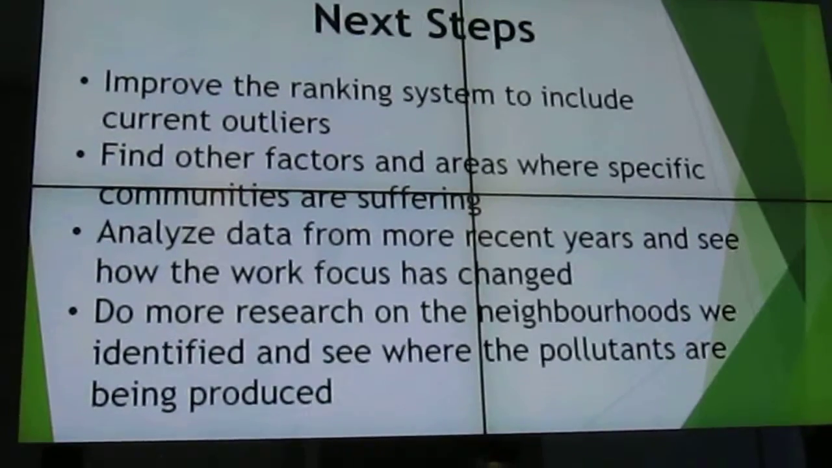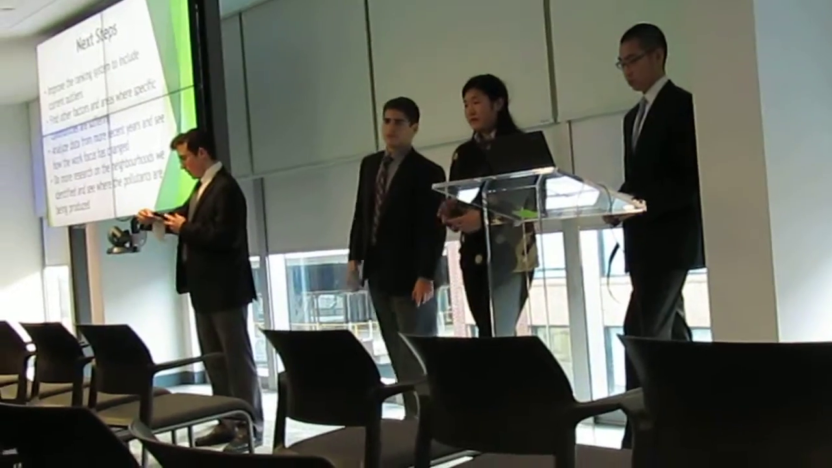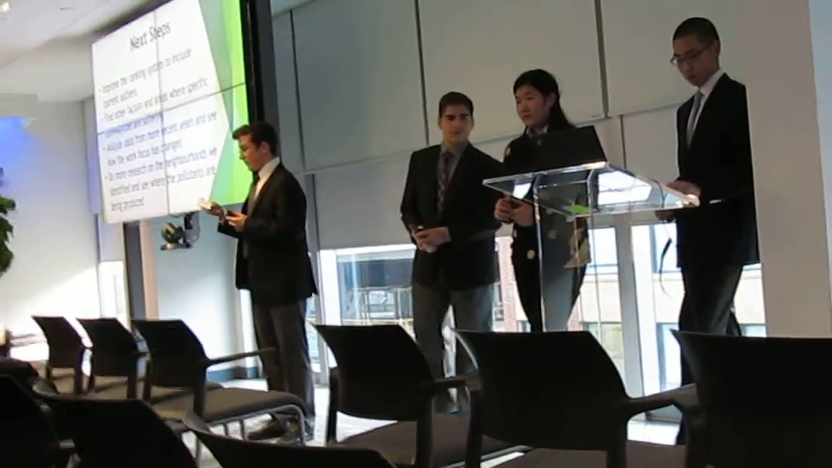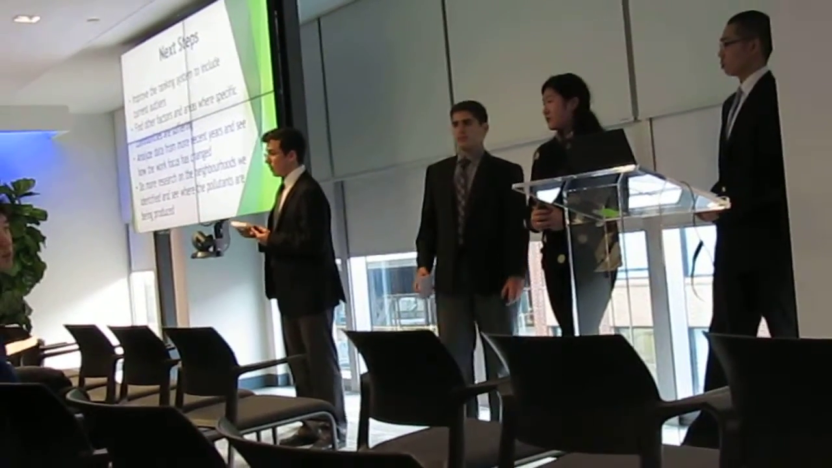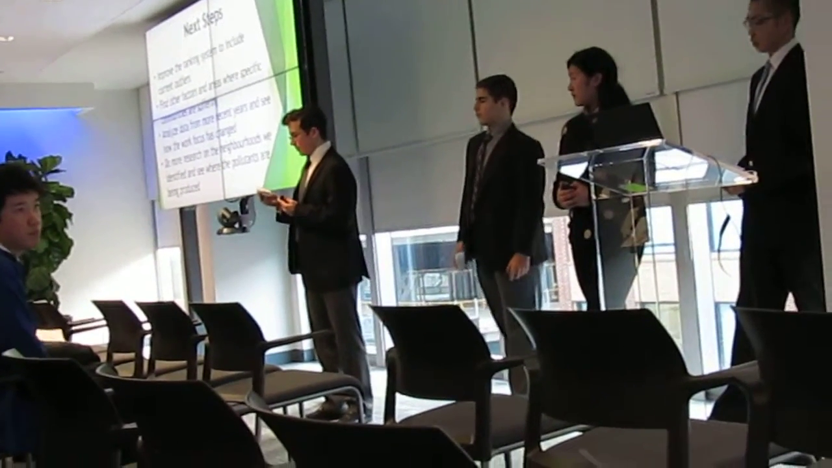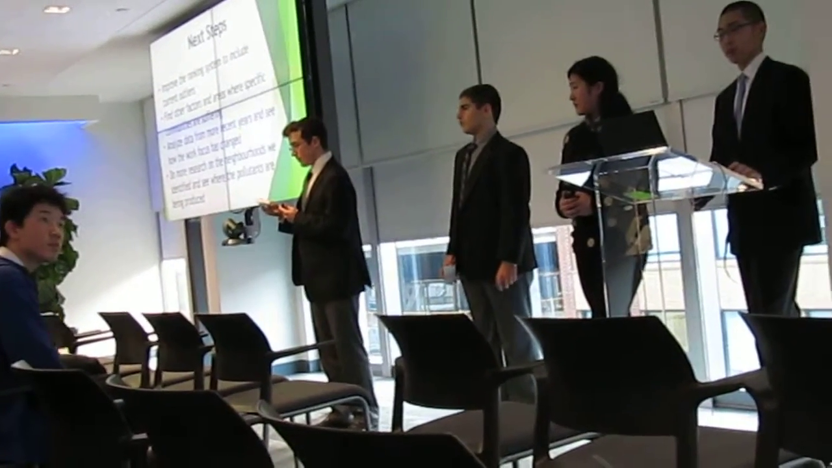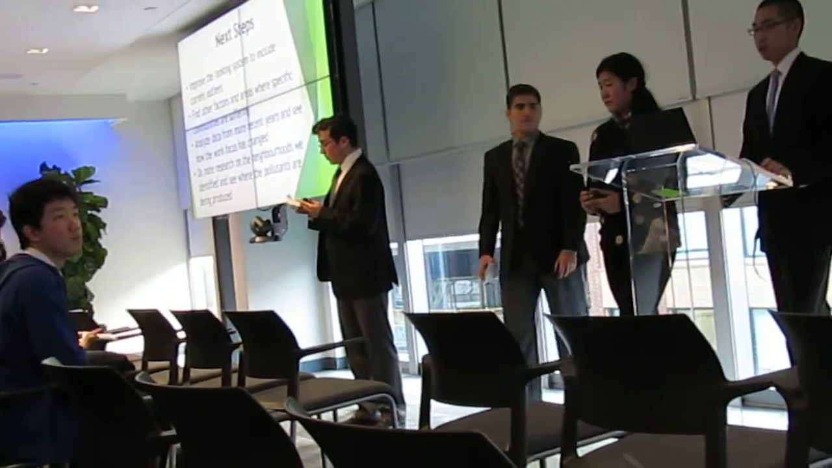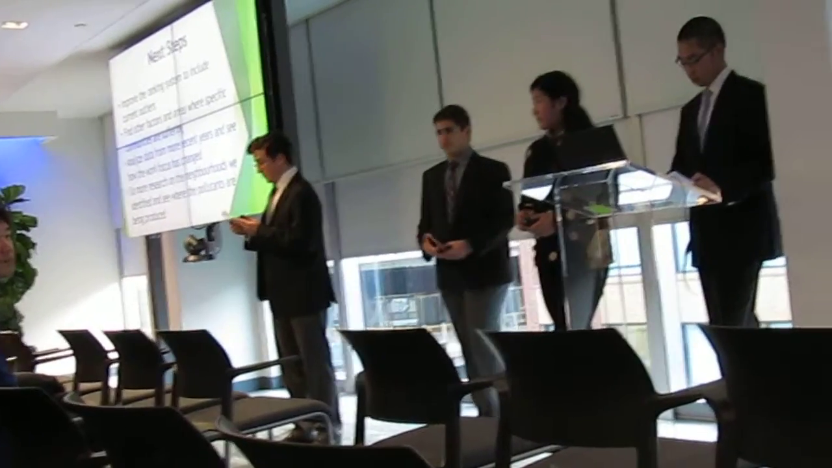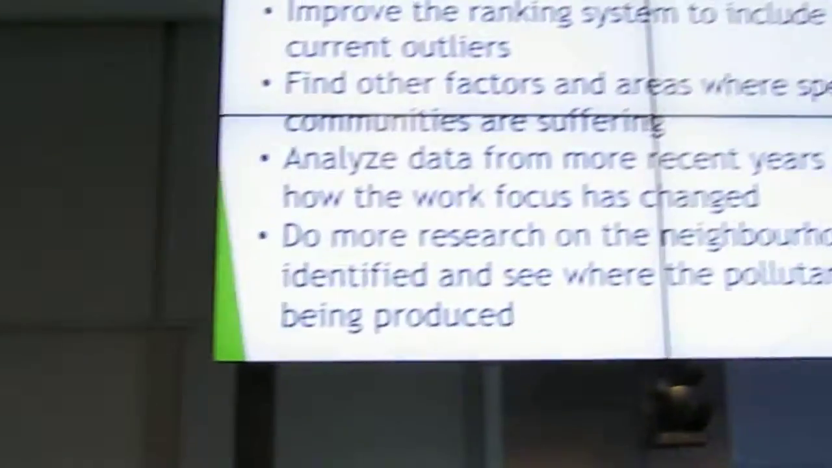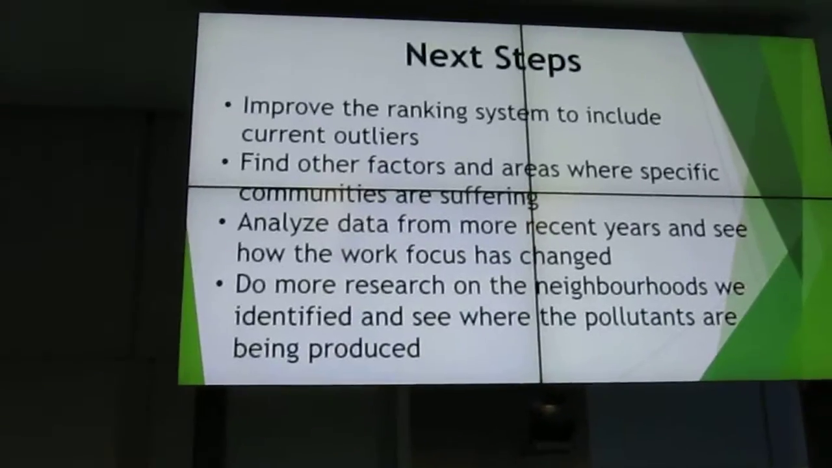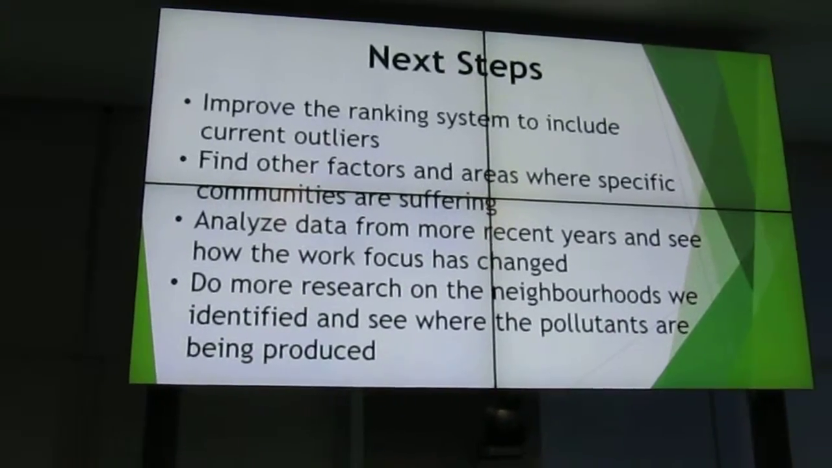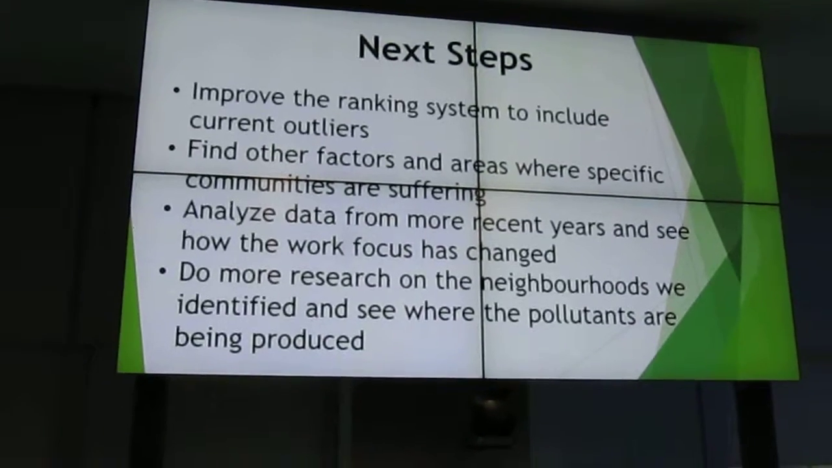So now I would like to talk about some improvements that we can make to our program, to our algorithm. One of the things that we can improve is to find and diversify more ways to rank neighborhoods, which would allow for greater ranges of results and therefore more areas of improvement in the neighborhoods. Not only would this show more specific places the neighborhoods need improvement, but it would also allow us to see what factors correlate and affect the overall environmental health of these neighborhoods. This would also allow us to include current outliers, such as the ones we saw on the graph.